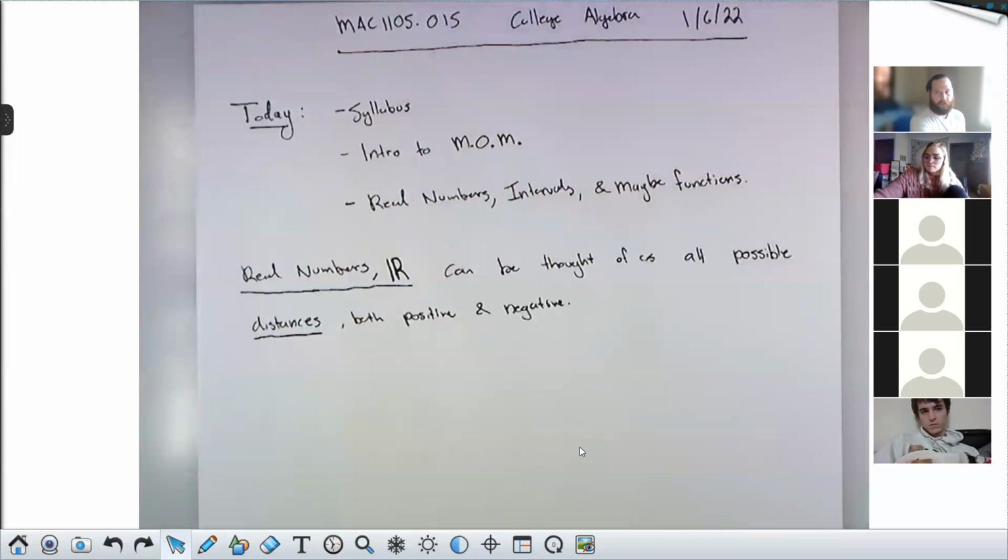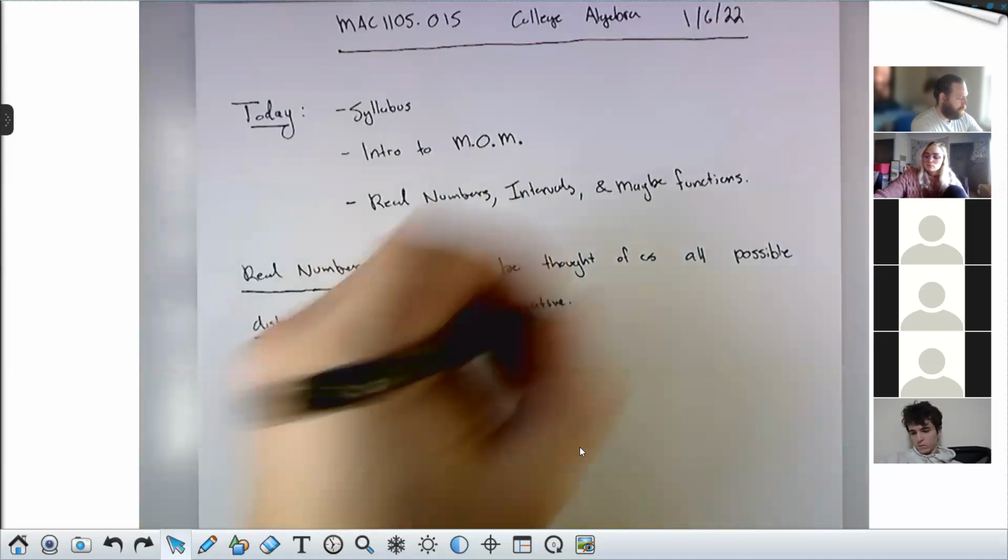Right, so if I want to talk about how far this pen is from this pen, the answer is always a real number. Might be here, might be here, might be here, but all possible distances. You can think of that as one way to describe the real numbers. They form what's called a complete ordered field.